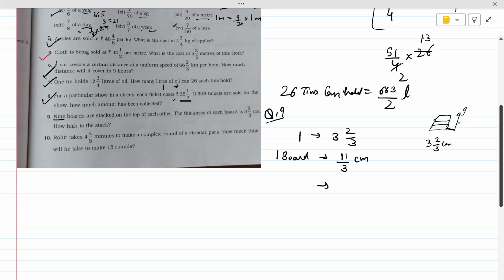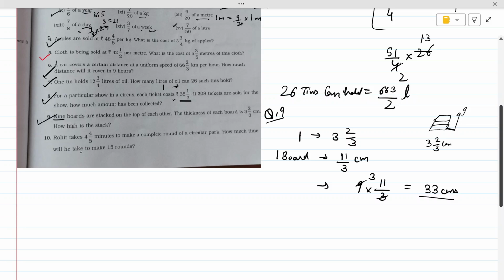Height of the stack will be 9 multiplied with the thickness of 1, right? Because we are given the thickness of 1 and we know there are 9. If we multiply it together, we will get this height, right? So this is 9 into 11 by 3. 3 into 3 is there. Answer will be 33 centimeters. This is the height of the stack.